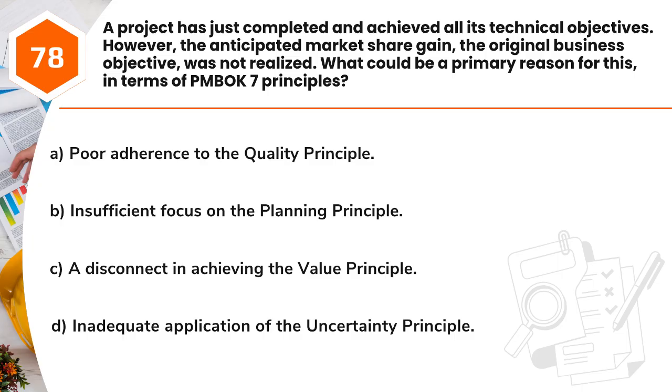Question 78. A project has just completed and achieved all its technical objectives. However, the anticipated market share gain, the original business objective, was not realized. What could be a primary reason for this, in terms of PMBOK 7 principles? A. Poor adherence to the quality principle. B. Insufficient focus on the planning principle. C. A disconnect in achieving the value principle. D. Inadequate application of the uncertainty principle.